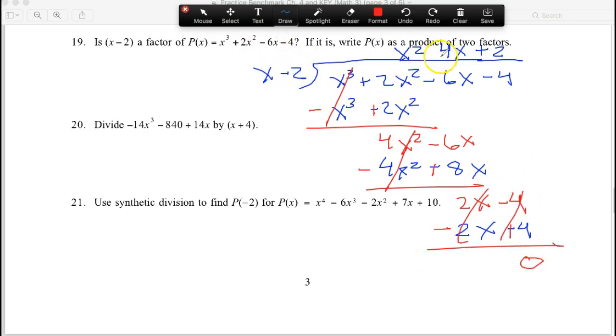So is this a factor of this? Yes, because it divided evenly with no remainder. Write it as the product of two factors. Okay. This is x minus 2 times x squared, and this is a positive 4x. Plus 4x plus 2. And if I multiply this times this, this times this, this times this, and then this times this, this times this, I'm going to get back to this.